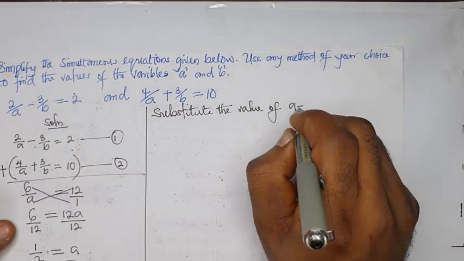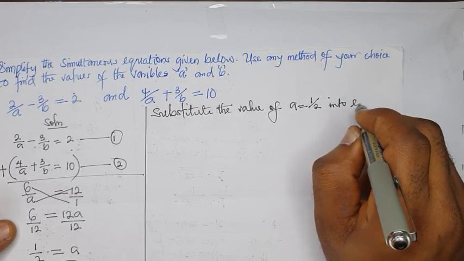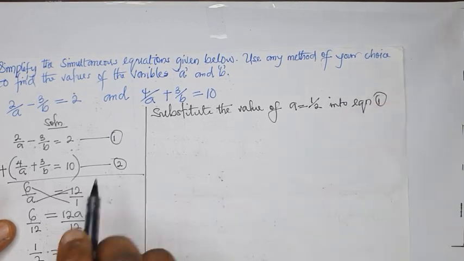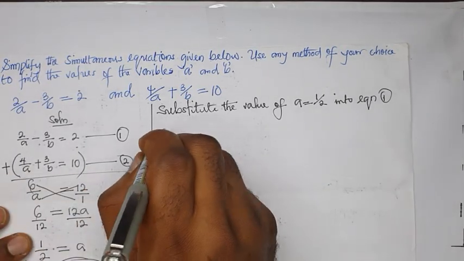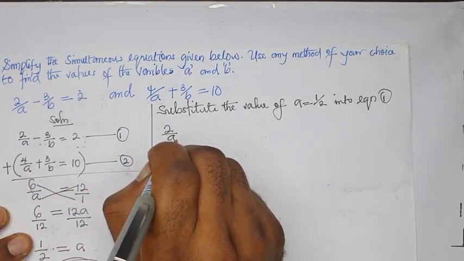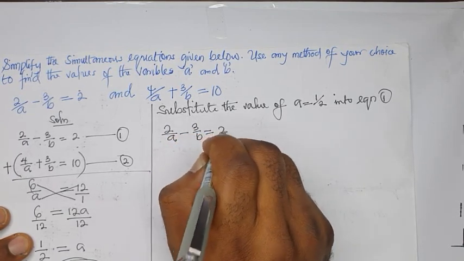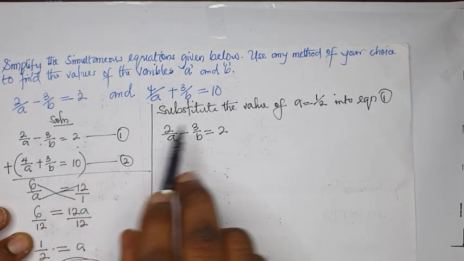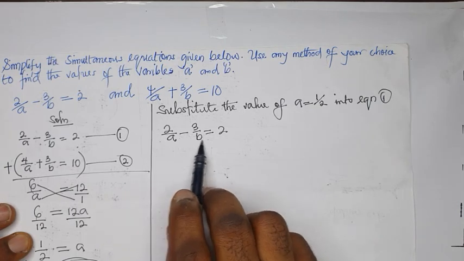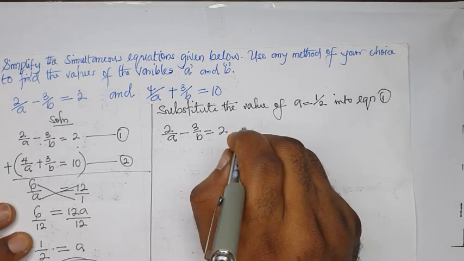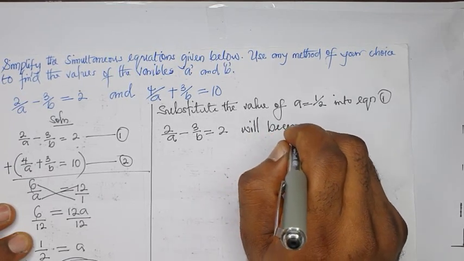So the value of a, which is 1 all over 2, into equation 1, since I am using the first equation here. So if I do that, first, I already know that equation 1 has 2 all over a minus 3 all over b is equal to 2. That is what the question gave us. But since I will be substituting a to be 1 all over 2, the equation 1 will now change. It will become something else.